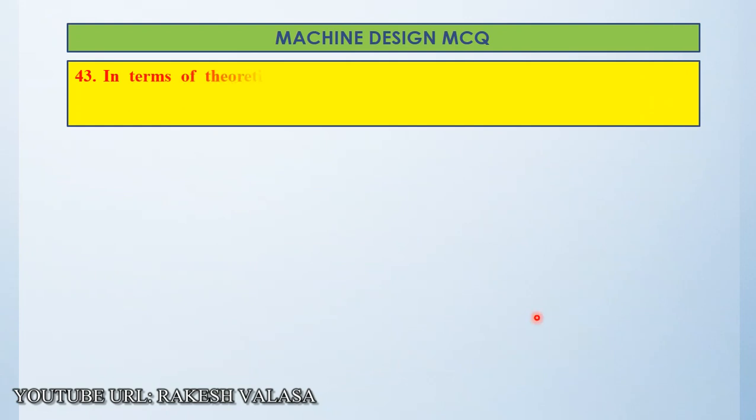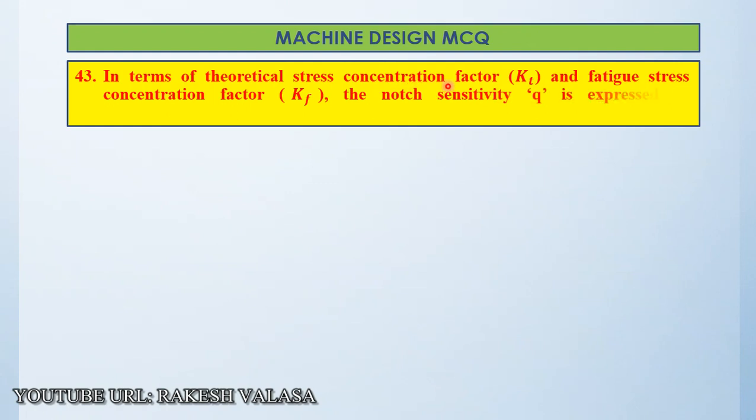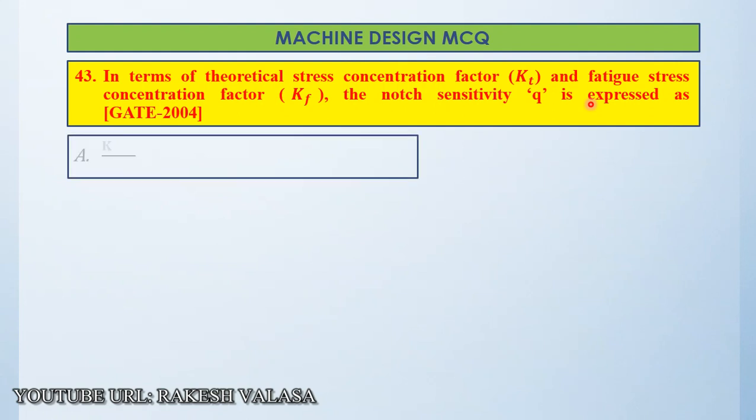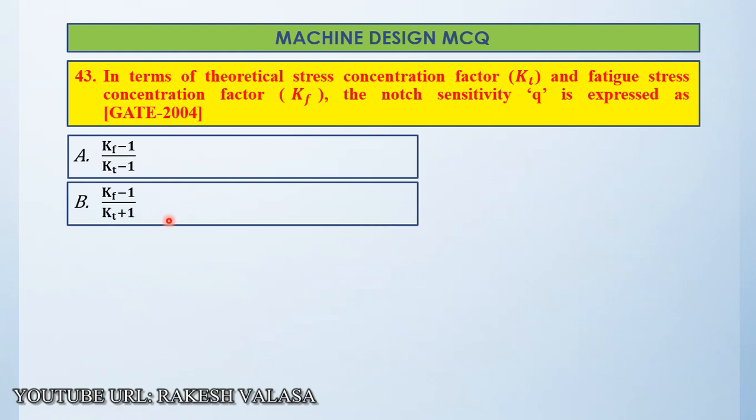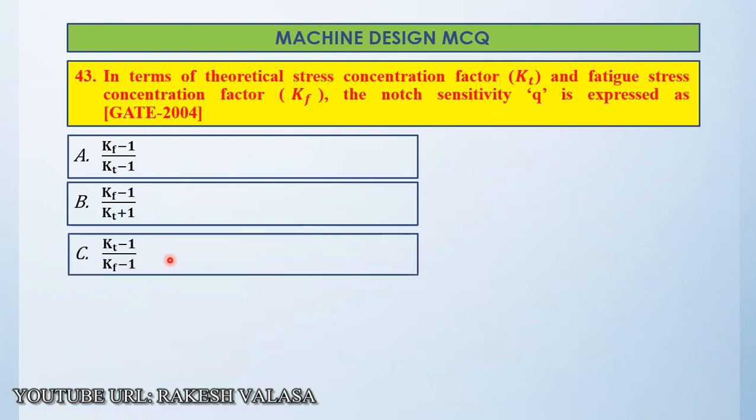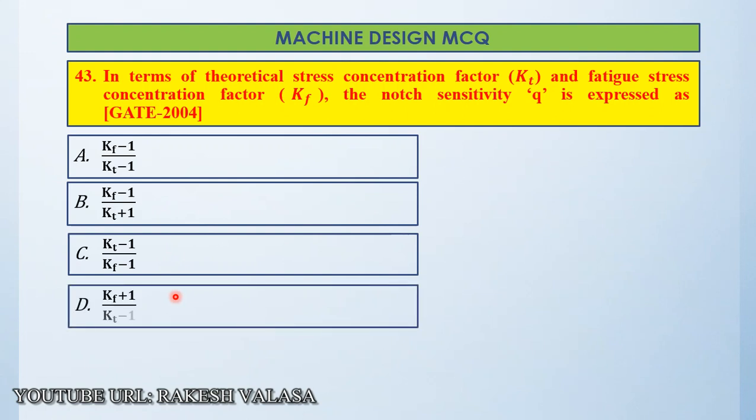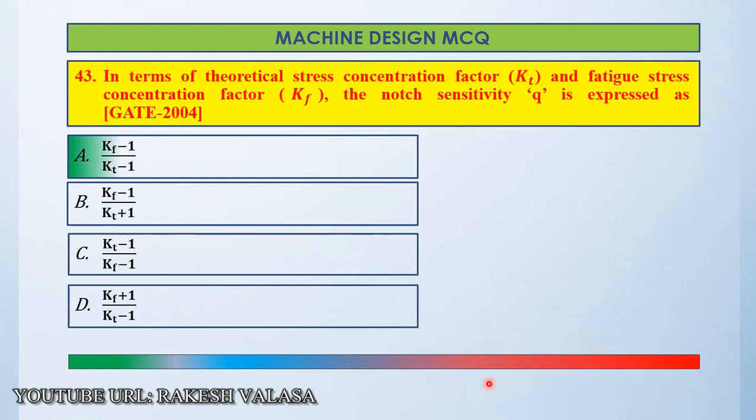Question number 43. In terms of theoretical stress concentration factor Kt and fatigue stress concentration factor Kf, the notch sensitivity Q is expressed as option A Kf minus 1 by Kt minus 1, option B Kf minus 1 by Kt plus 1, option C Kt minus 1 by Kf minus 1, option D Kf plus 1 by Kt minus 1. The correct answer is option A Kf minus 1 by Kt minus 1. Let us see the explanation.